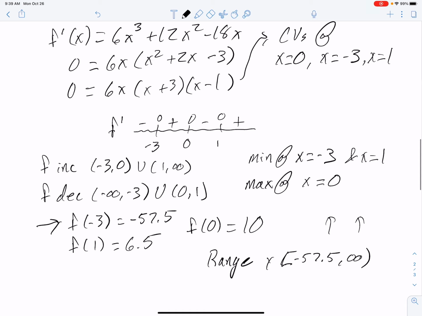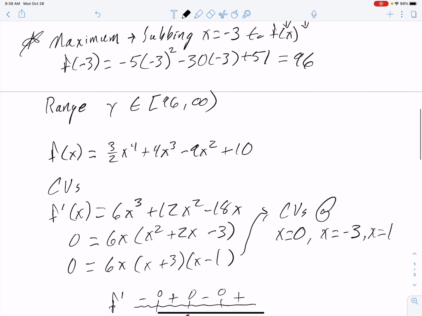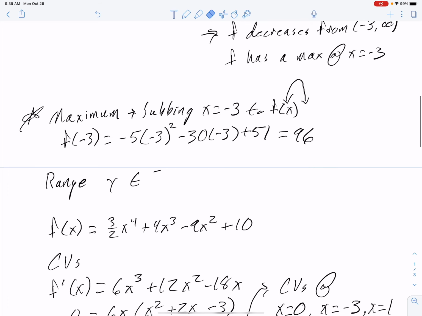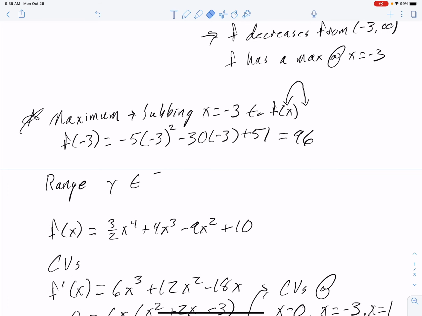I realize I've made a mistake in the other one. So we're going to go back and correct that. In this other value, I would have been going down towards negative infinity, so pardon me, let me make my correction. My range would be negative infinity until 96.